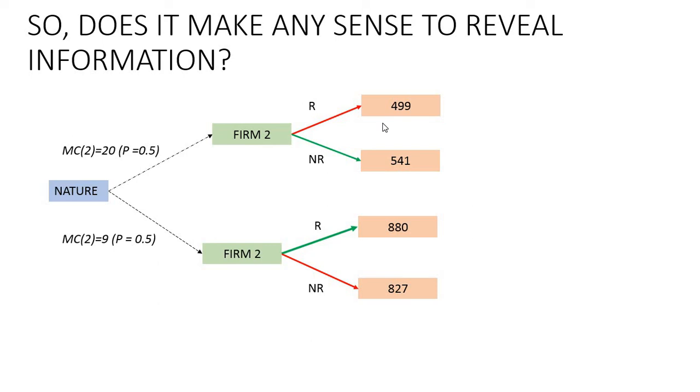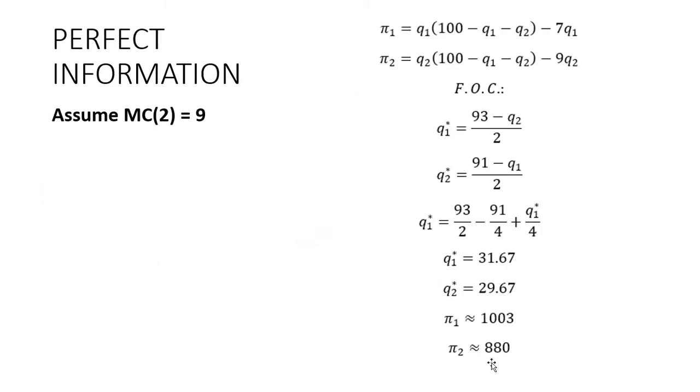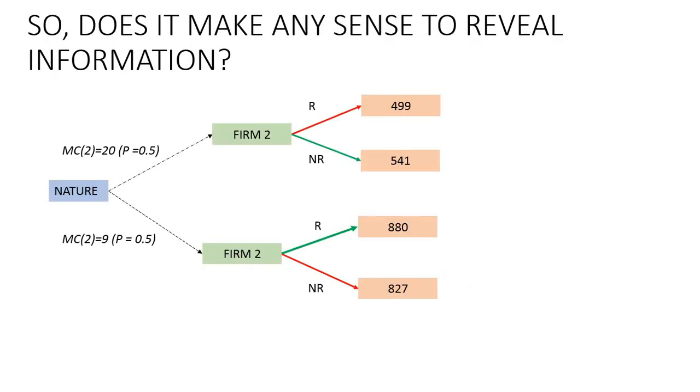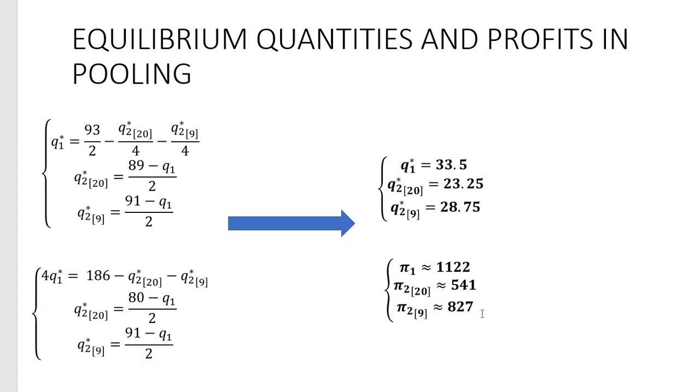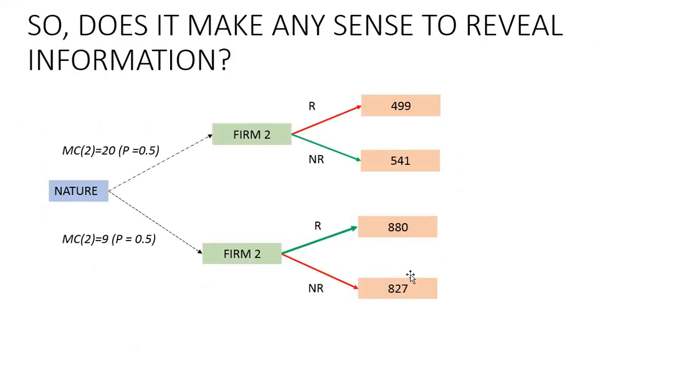If marginal cost of the second firm is low, equal to 9, then if it decides to reveal such information, it will correspond to this equilibrium, the game with perfect information, and then profit will be equal to 880. However, if it decides not to reveal, then we will have this outcome under pooling equilibrium, and profit will be equal to 827. And as you can see, if there is a low marginal cost for the second firm, then it makes more sense to reveal information, because such a strategy will be associated with higher profit.